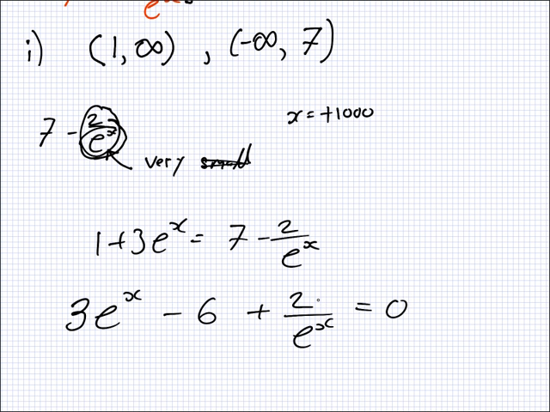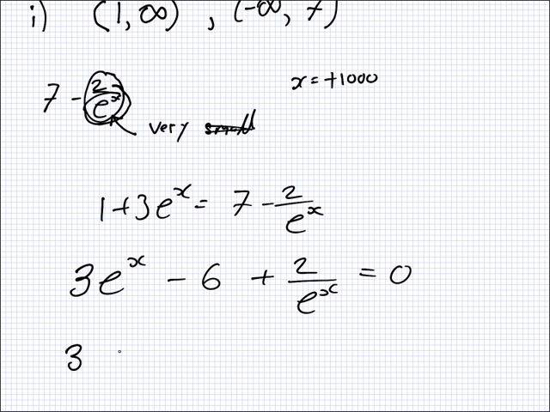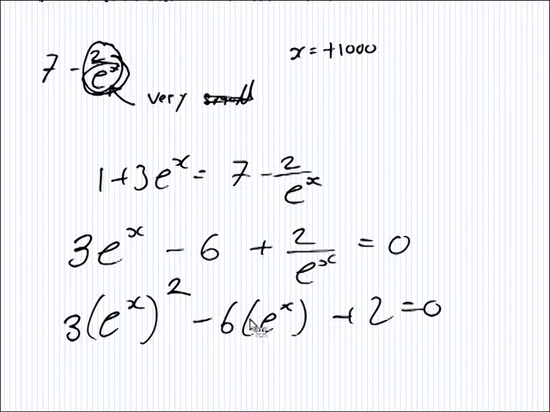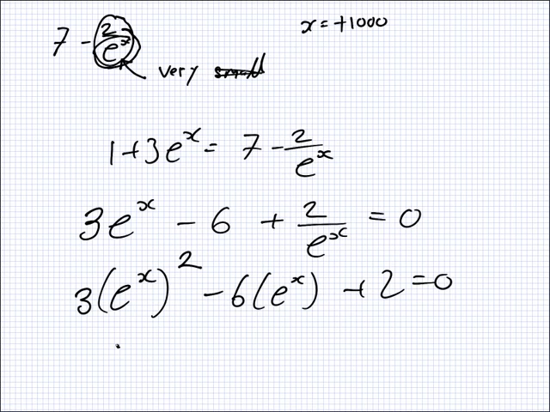Multiply by e to the power x. Very good. So this would be 3e^x times e^x, which is e^(2x), and this is 6 times e^x. And then 2 over e^x times e^x is 2. Oh, and what can I divide by here? 2. I can divide by 2. Oh, no, I can't. Oh, rats, okay.